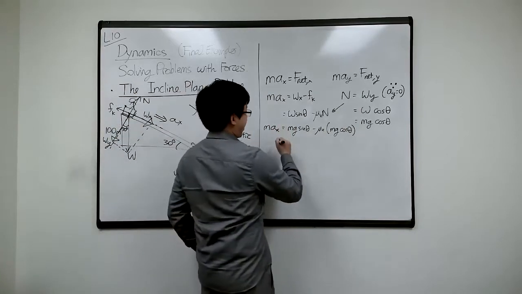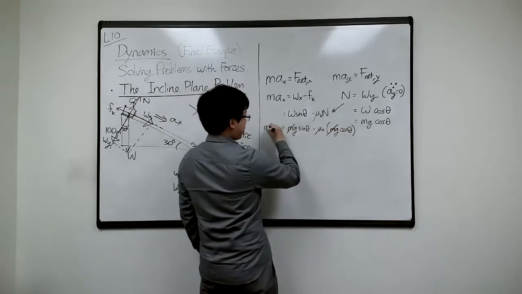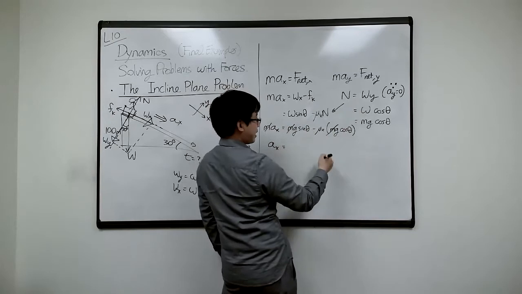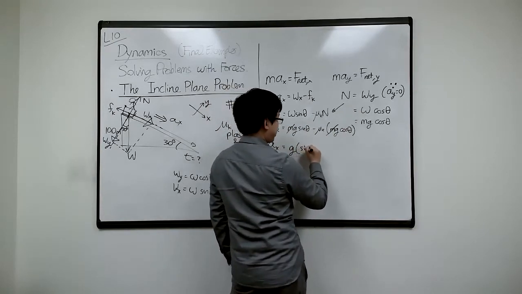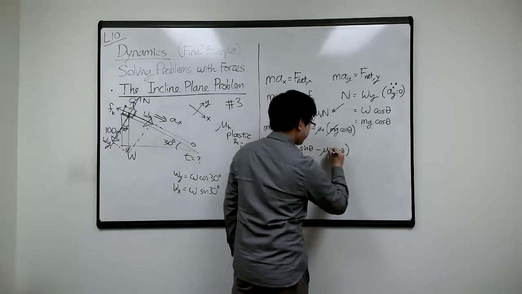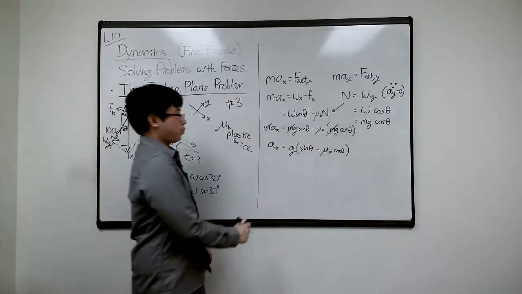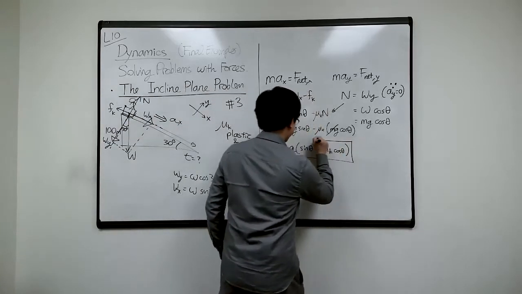My x disappeared halfway, so let me put that back in. We realize the m's cancel out, so we have a_x is g. Let me factor that out: sine theta minus mu k cosine theta. All right, that is what we have, and that looks good to me.